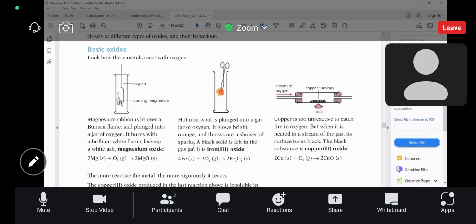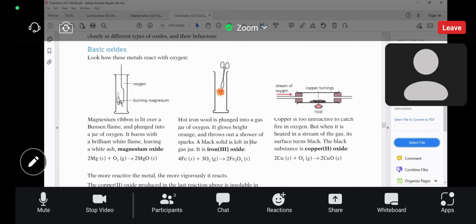Have you ever seen this? So yeah, we tested it in the lab. And black solid is left in the gas jar, that is iron 3 oxide, and this is black. What is the color of this Fe2O3? Black. The color of magnesium oxide is white and Fe2O3 is black. So at the end of the reaction, you will end up with a black color substance, which is Fe2O3.